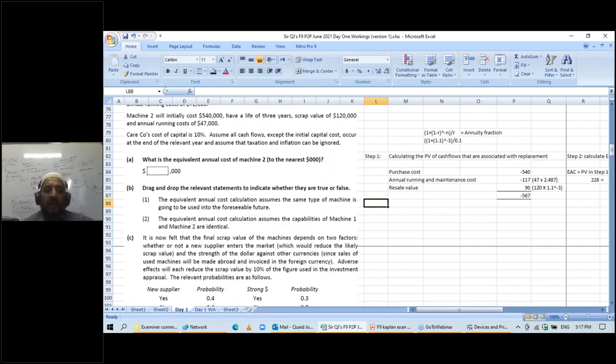Okay, second: the equivalent annual cost calculation assumes the capabilities of machine 1 and machine 2 are identical. What do you say about the second one? The second statement is also correct. So both statements 1 and 2 are correct.